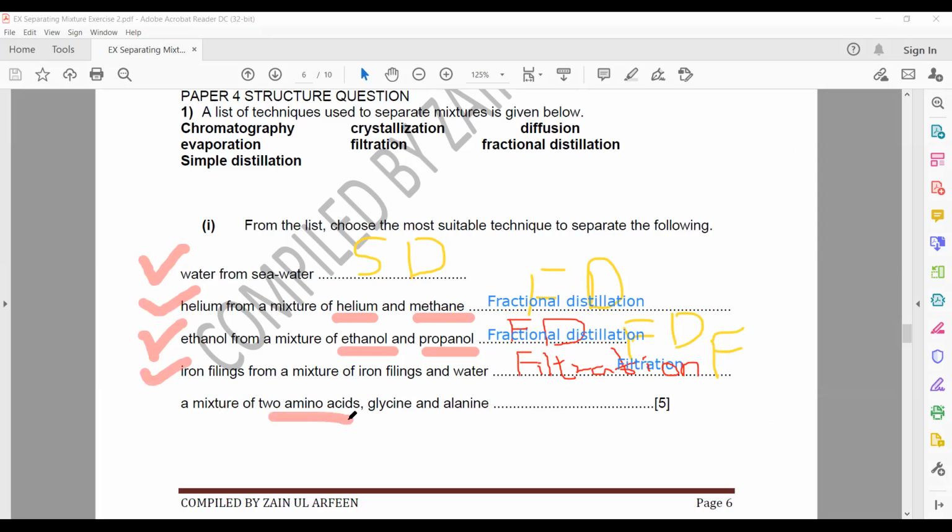A mixture of two amino acids, glycine and alanine. How to separate amino acids from each other? Amino acids are colorless, so we don't use diffusion. We use chromatography.